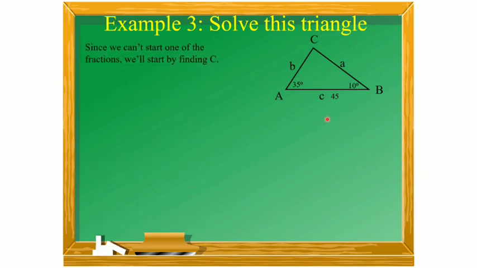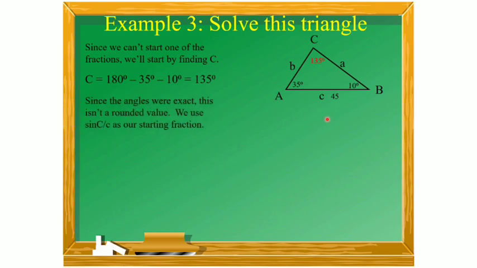Since we cannot start with one of the fractions, we will start by finding the value of angle C. By mentally solving, what is the value of angle C? Very good. It is 135 degrees. Since the angles were exact, this is not a rounded value. We can use sine C over C as our starting fraction. So this will be our equation.